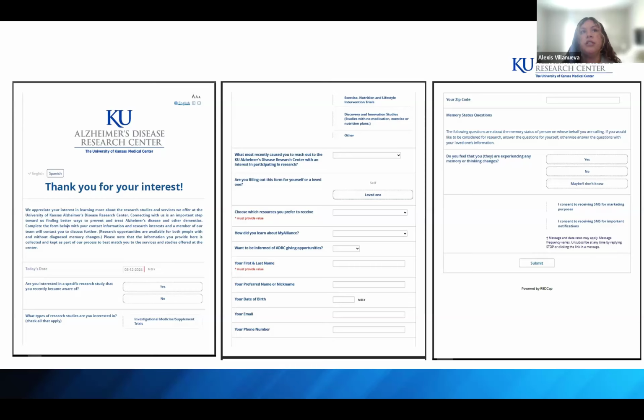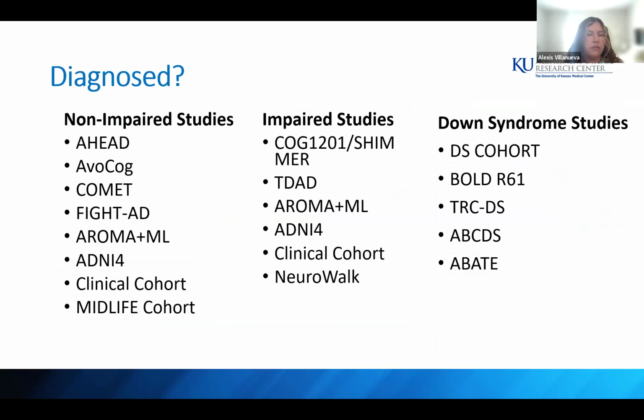So the first question is, do you feel that you're experiencing any memory or thinking changes? And if you mark that you are, it'll prompt some more questions asking, what type of memory changes are you having? Have you spoken to a provider about these changes? Do you have a diagnosis? Are you taking medication for it? And with that, we are able to see kind of what study section that you would be in. So we have studies for participants with a diagnosis and without, along with studies for participants who have Down syndrome. So here's just a list of all the studies in their category.